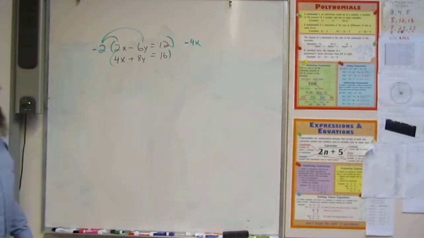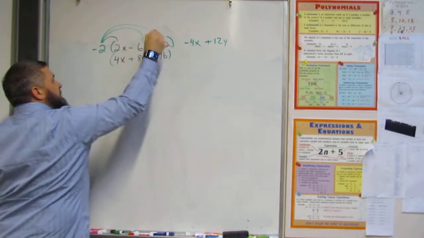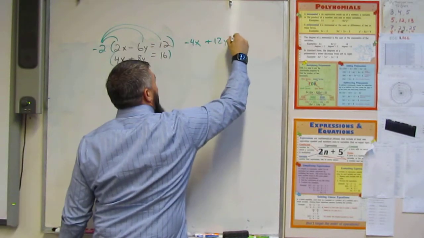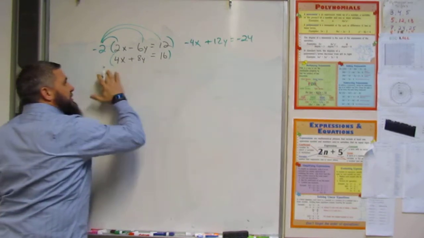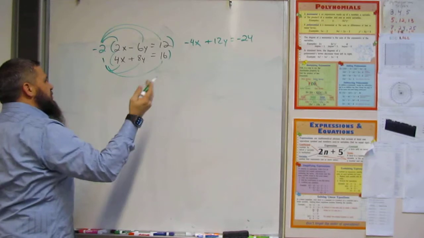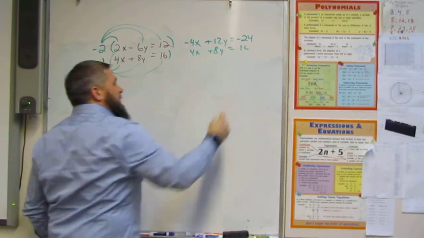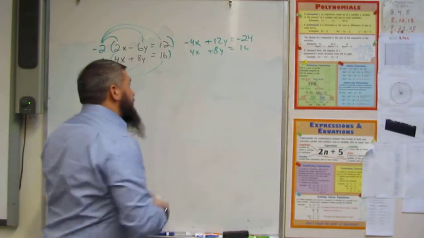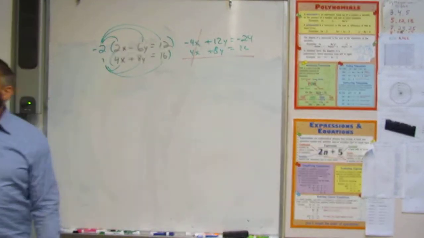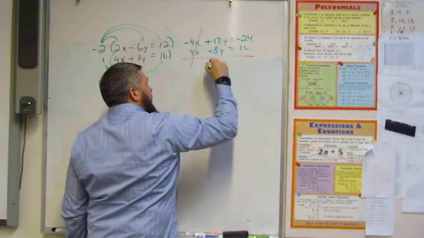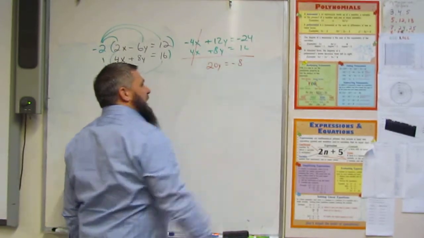Negative 2 times negative 6y is positive 12y. And negative 2 times 12 would be negative 24. Okay? And then with this one, I don't even have to change it. I can multiply it by 1, which doesn't change anything. So I have 4x plus 8y equals 16. Okay? And so from here, I just add these two up. Now, these cancel. Okay? And so I'm left with 20y is equal to negative, and it looks like 4 and 4 is 8, so negative 8.